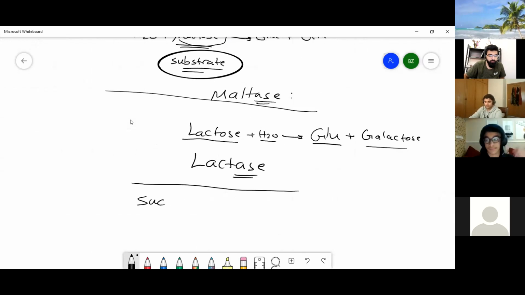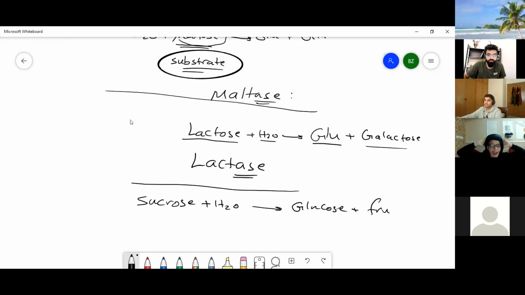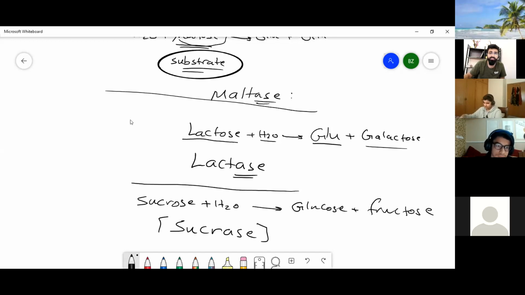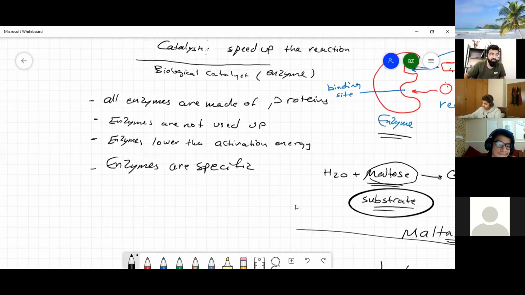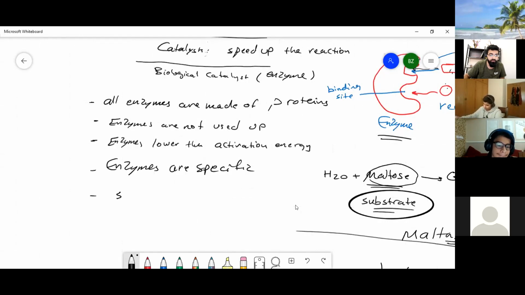Sucrose plus water gives you what? Glucose and fructose. Excellent, Muhammad. What do we call the enzyme? Sucrase. Yes, this is the name of the enzyme. It is so easy to name the enzyme. This is the idea of enzyme names: the name of the enzyme is the substrate name with ASE added to its end.